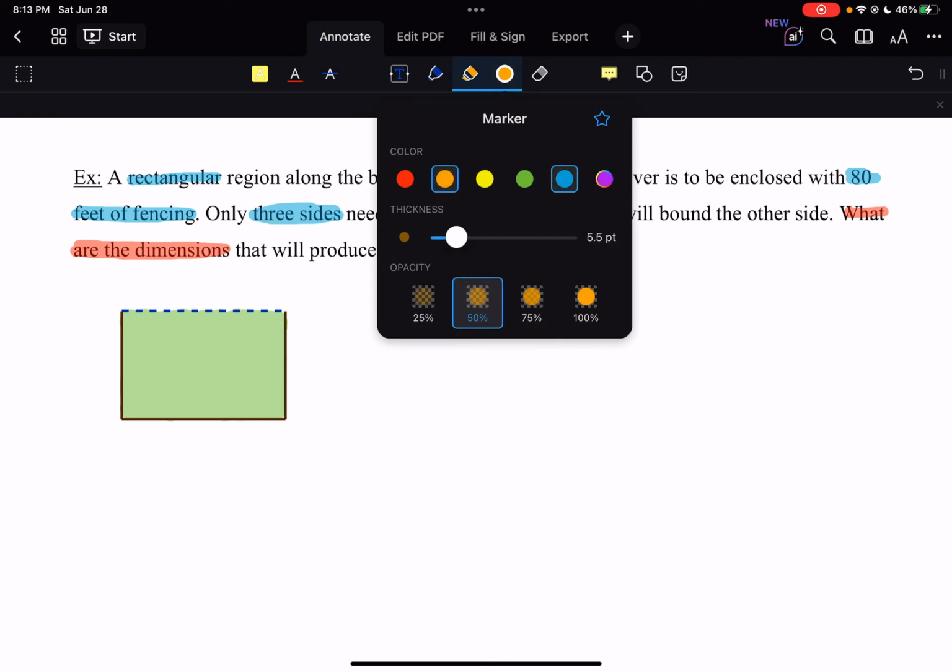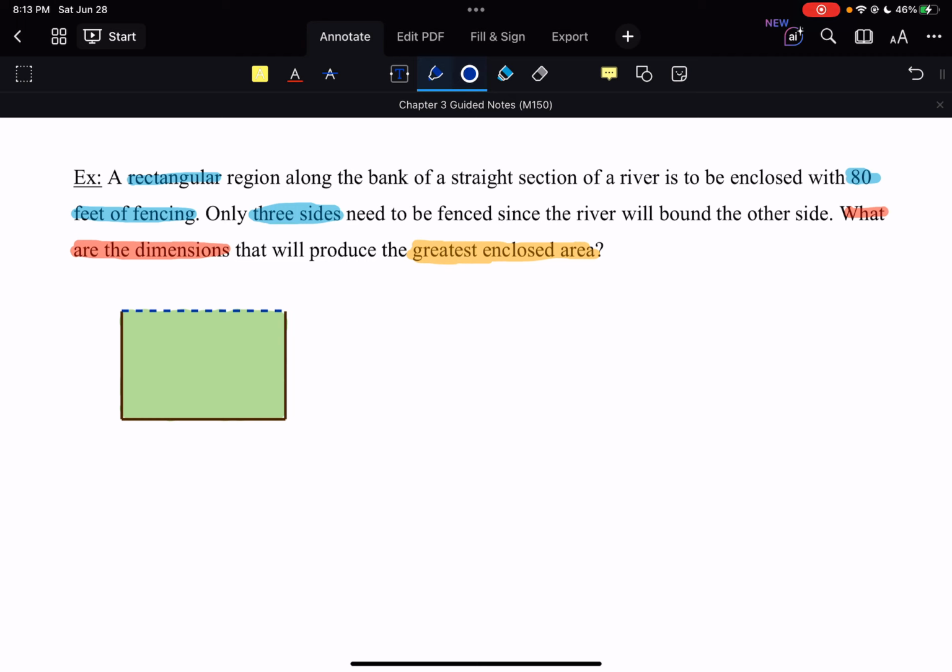Okay. Now, greatest is one of those words we need to keep an eye out for because that is basically just a synonym for the term maximum. So we know that the amount of fencing around these 3 sides is 80 feet. And we know that we are trying to find the dimensions that maximize the area in here. Okay, so we have area.